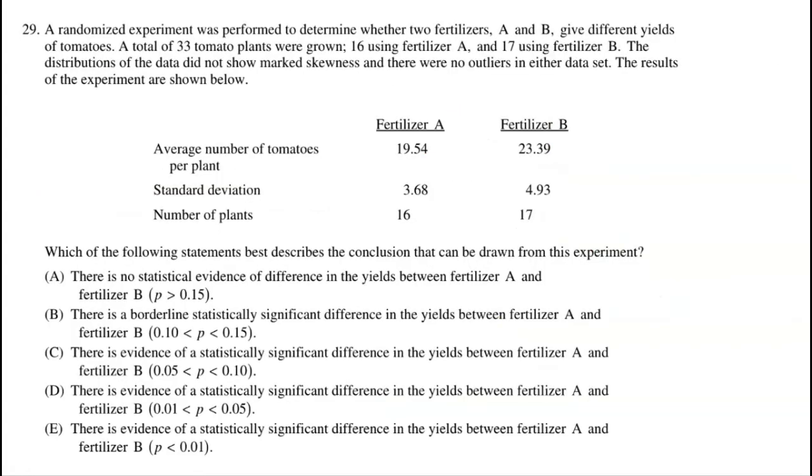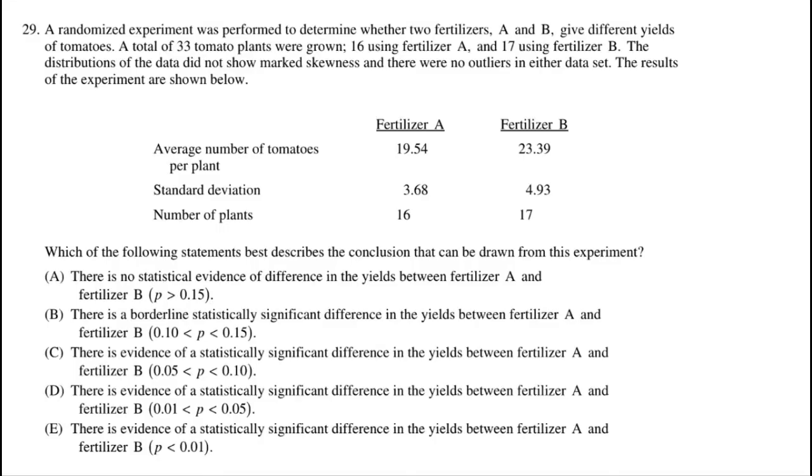All right, and this question says a randomized experiment was performed to determine whether two fertilizers, A and B, give different yields of tomatoes. A total of 33 tomato plants were grown, 16 using fertilizer A and 17 using fertilizer B. The distribution of the data did not show marked skewness, and there were no outliers in either data set. The results of the experiment are shown below.